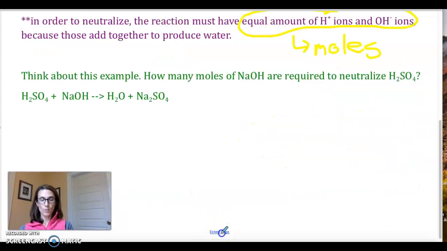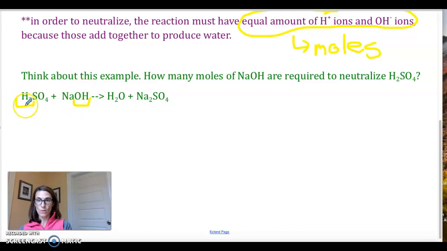So let's take a look at an example here. How many moles of NaOH would be required to neutralize H2SO4? You can get this just from balancing your equation or looking at how many H's I have in the acid. So this would be a diprotic acid, if you remember, because we have two H's. So we are going to need two OH's to balance that out. So for every H, we need an OH.